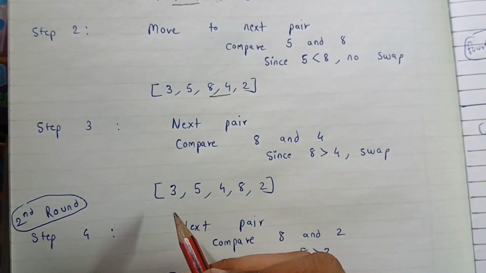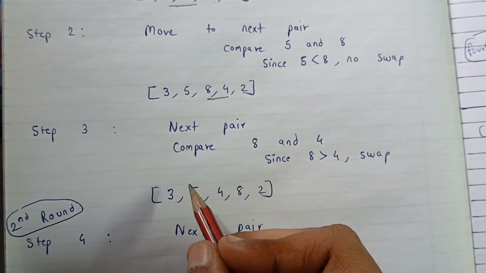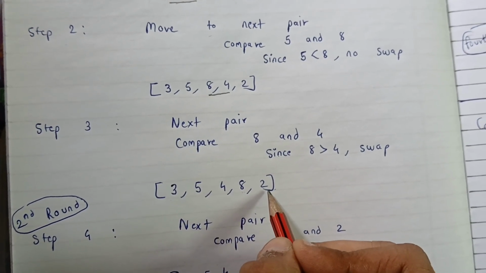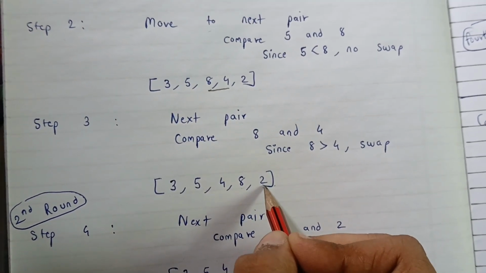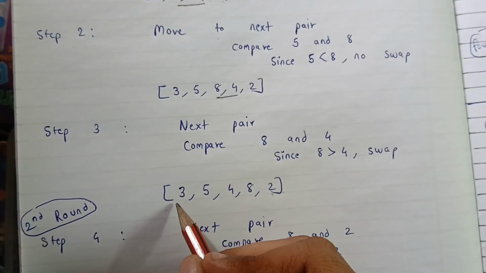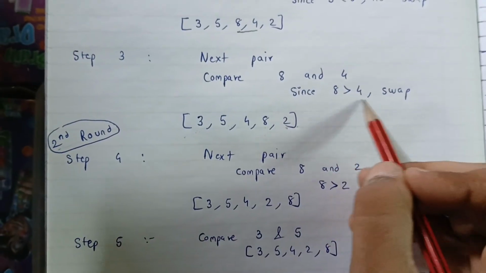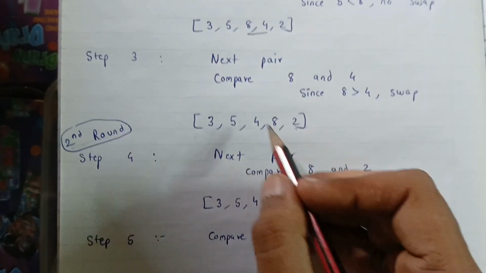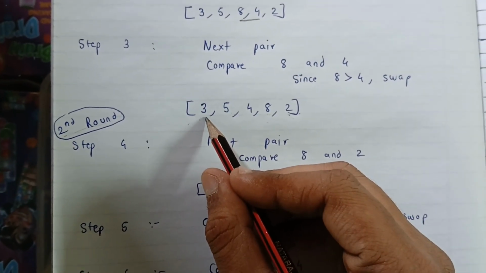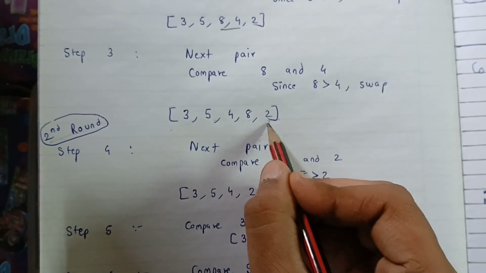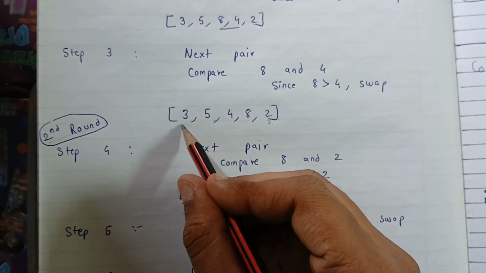Now we have swapped all of the list. We have done with 3, 5, 4, 8, 2. But the 2 is the smallest element, and we have to keep it in the first place. So we'll sort the array again according to the first part, and after this we'll go on to the second round. This is our array now: 3, 5, 4, 8, 2. But 2 is the smallest element, and we have to keep it on the first side.